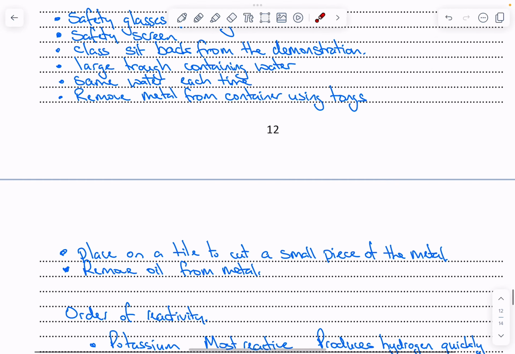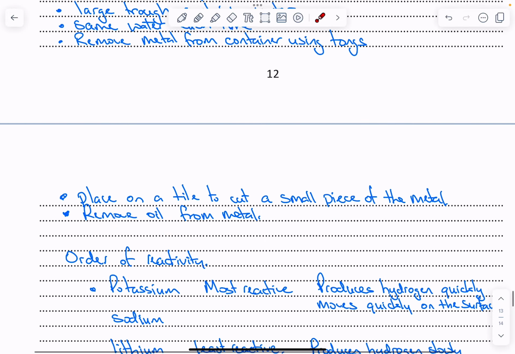And we place the metal on a tile, and then we cut a small piece to make it safe to be added to the water. We don't want too large a piece. And we remove any oil. Normally you put it on a piece of tissue. It will absorb the oil and leave the metal free from oil so it can react.